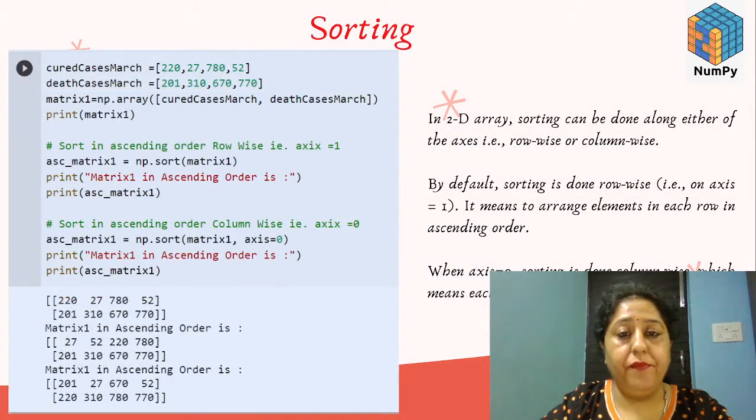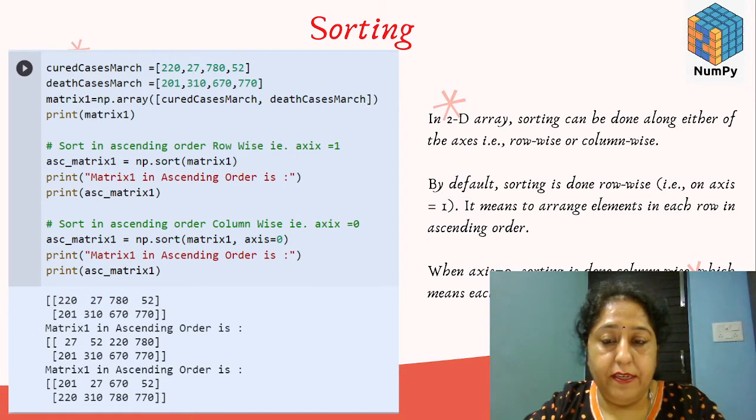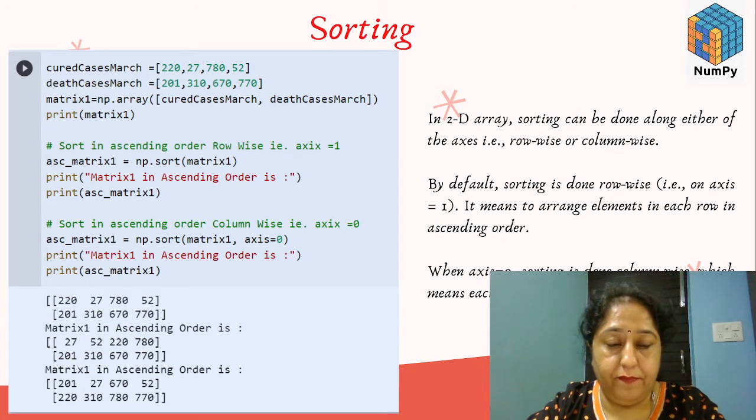Now, let us talk about sorting in two-dimensional arrays. It can be done along either of the axes, that is row-wise or column-wise. By default, sorting is done row-wise, that is axis equals 1. It means to arrange the elements in each row in ascending order.